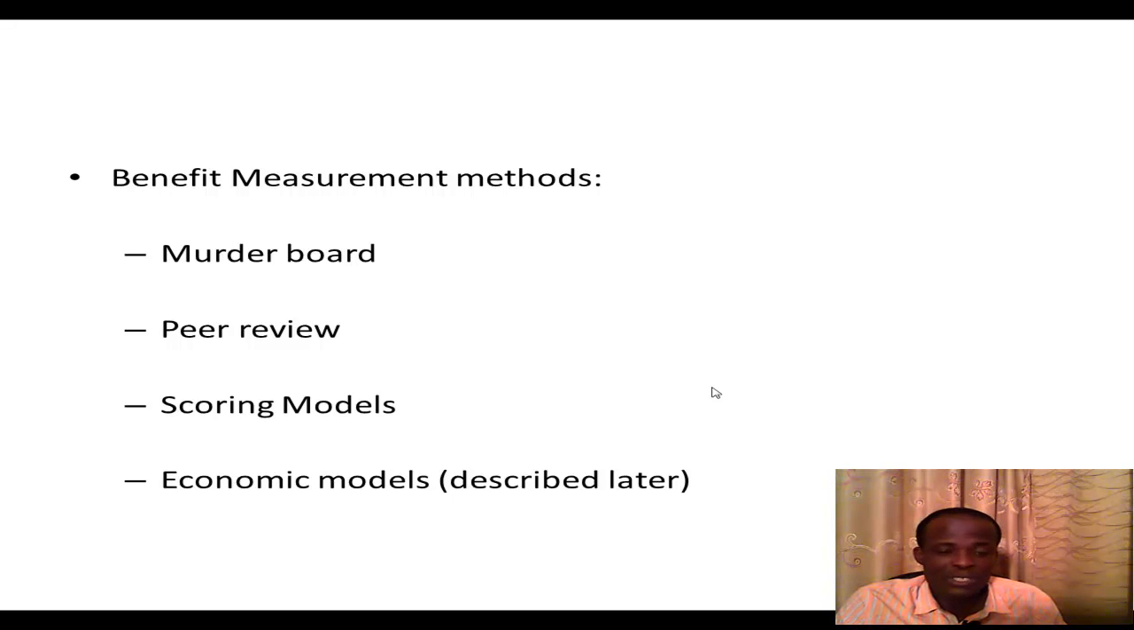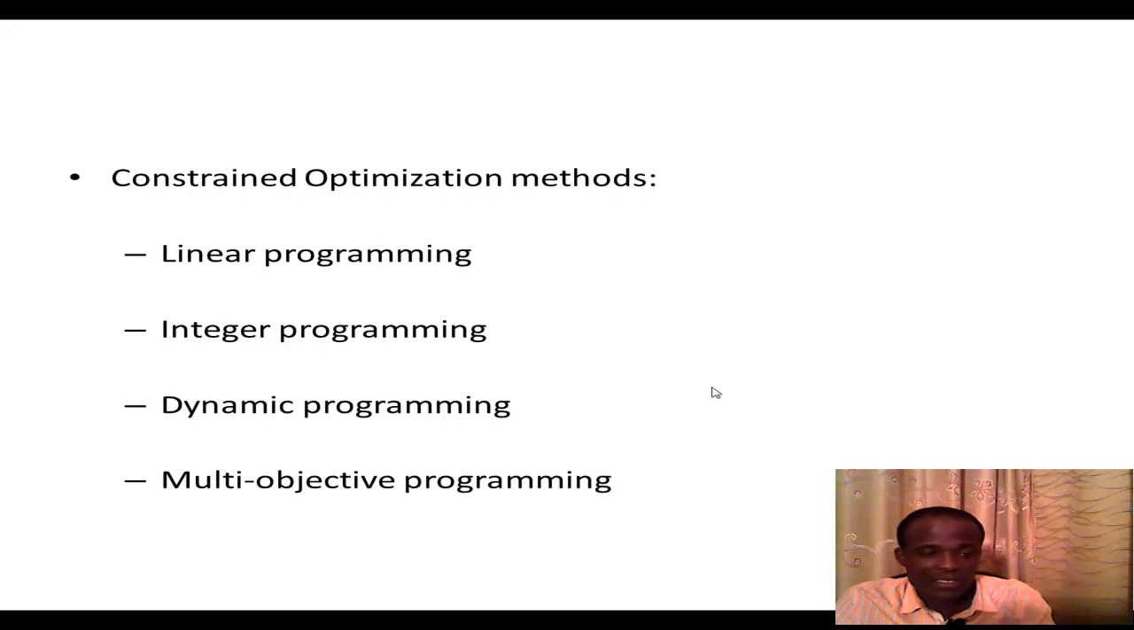But of course, there are several scoring models. So we have the 0-1 factor scoring model, we have the weighted scoring model, and all those things. We don't discuss that much in detail, but if you are interested, you can look at the reference materials that I spoke about, and that will be of help. Of course, we shall dwell on the economic models, and that's of utmost importance in this course.